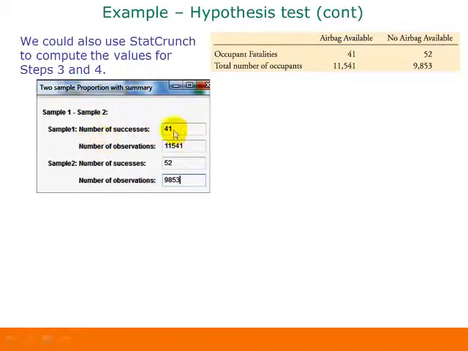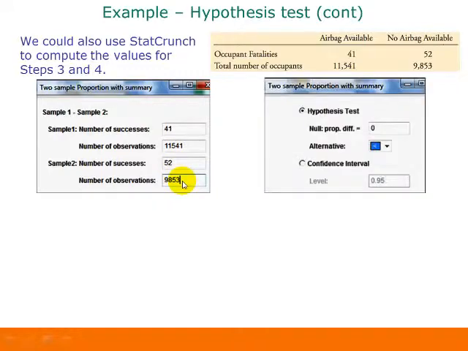So in here we need to put in the number of successes and the number of observations, which is our sample size, for each of our 2 populations. So we have 41 and 11,541, and for sample 2 we had 52 successes out of our sample size of 9,853. And we're doing a hypothesis test, and notice here that when we rewrote our alternative hypothesis and our null hypothesis, we had a 0 on the right side, so we just use a 0 here. Our inequality was a less than.